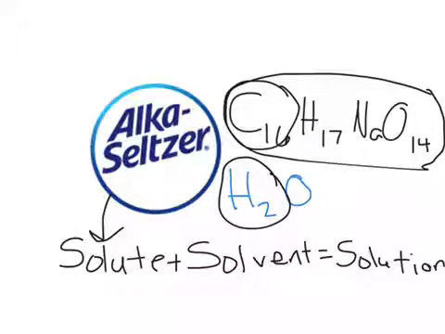When the Alka-Seltzer is fully dissolved, the water and Alka-Seltzer become a solution. This is also considered a chemical change, since you can't change the Alka-Seltzer back into its original form. The water will eventually evaporate. The Alka-Seltzer most likely won't have the same molecular composition.